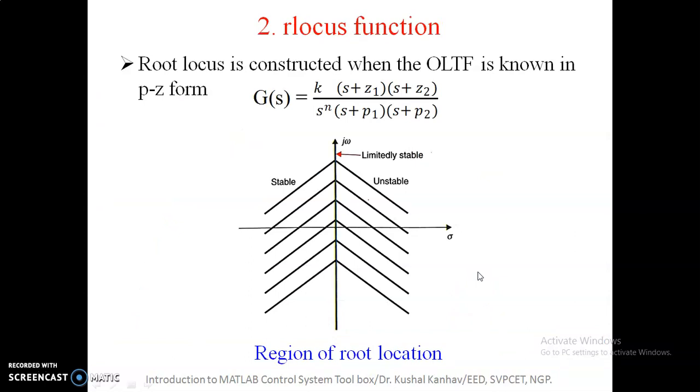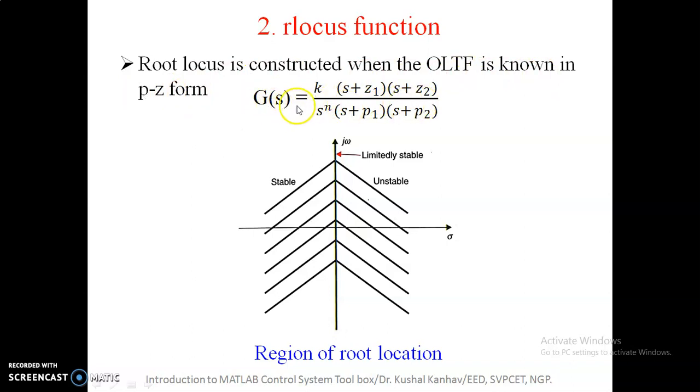Now this is our second function, that is the RLOCUS function. RLOCUS stands for root locus. Root locus is a time domain analysis for analyzing the control system. Root locus is constructed when the open loop transfer function is known in pole zero form. This is very important. So if you want to plot the root locus for a control system, then the open loop transfer function should be represented in pole zero form. So this is a general representation given.